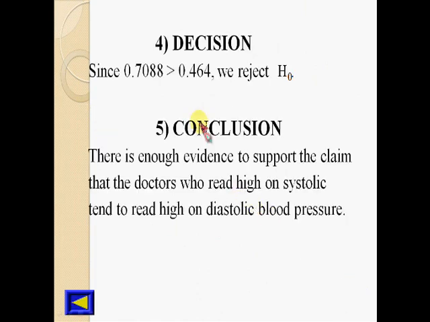For the decision, 0.7088 is greater than 0.464. We can reject H0, and the conclusion is there is enough evidence to support the claim that doctors who read high on systolic tend to read high on diastolic blood pressure.